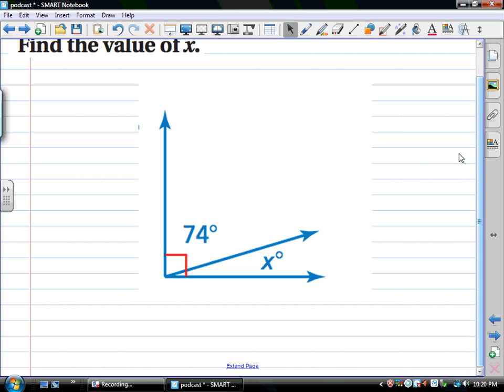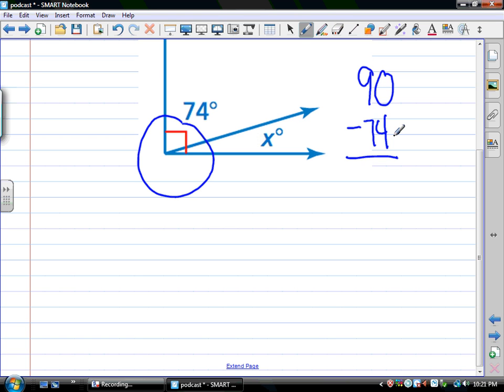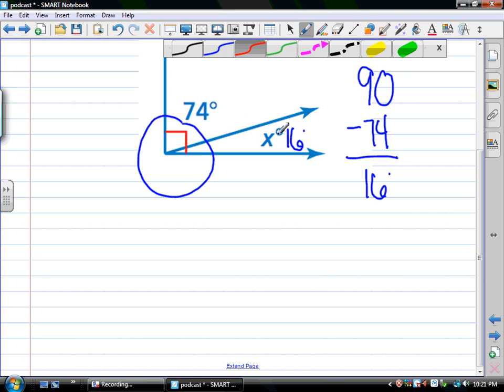A review from podcast 5.1. I'm thinking, if you use a nice vocabulary word, plus 10, complementary angles. Complementary angles are two angles that have to add up to 90 degrees. So simply do 90 minus what you know, 74. When you do that, you get 16 degrees. X is 16 degrees. Plus 10 if you checked your work by adding 16 and 74. When you add 16 and 74, it should give you 90.